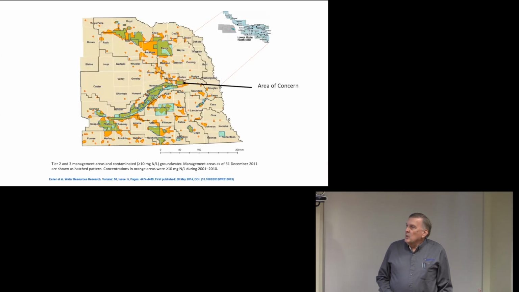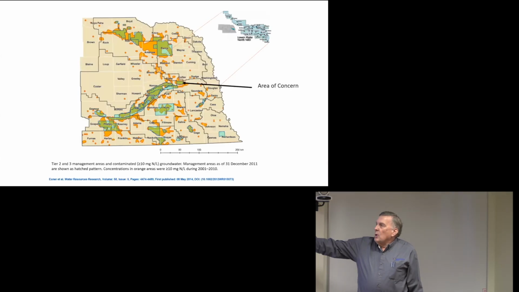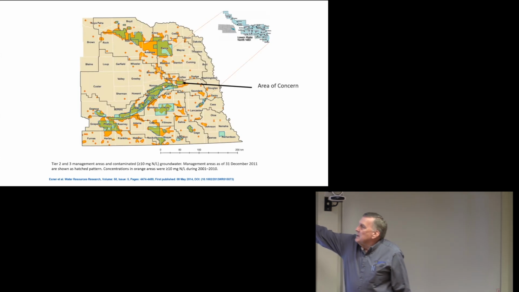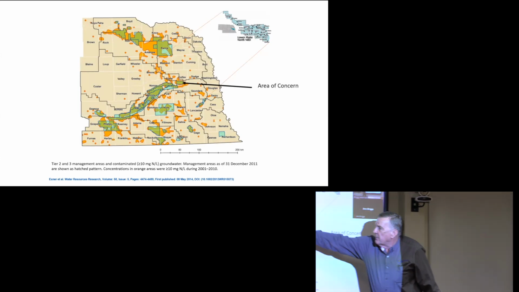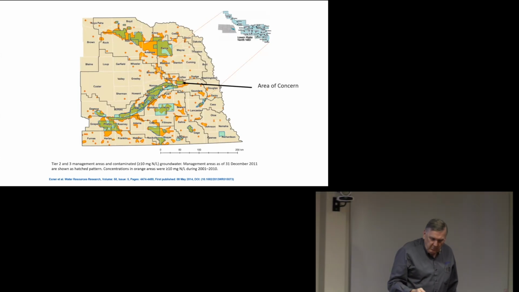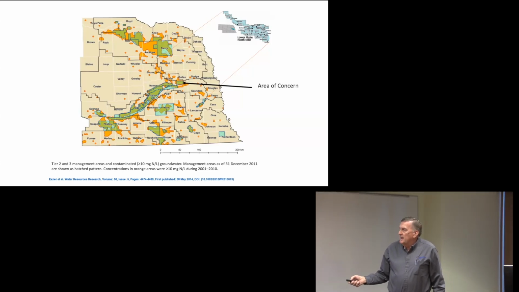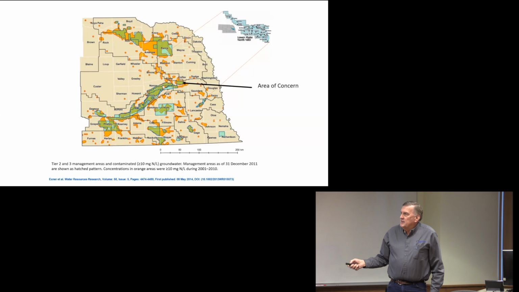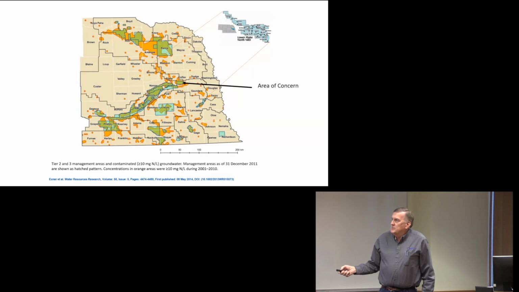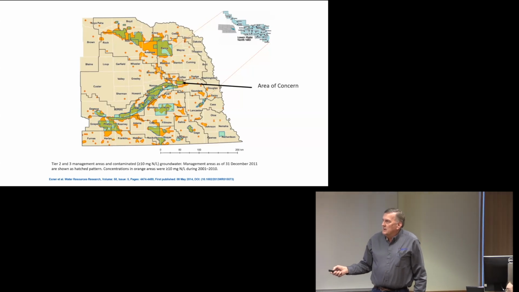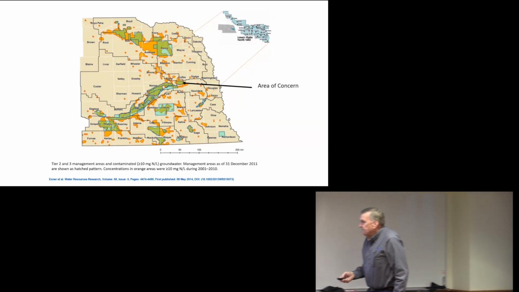The area we're looking at is over by Schuyler. This is our NRD, kind of in the middle. Yes, I do have a pointer here. The area of concern is this area right here, where the water sampling that we collected was done. This is Schuyler, and Columbus is over here, for your perspective.